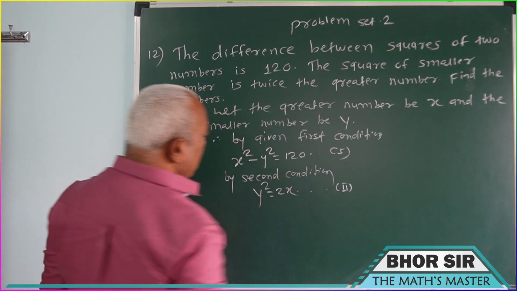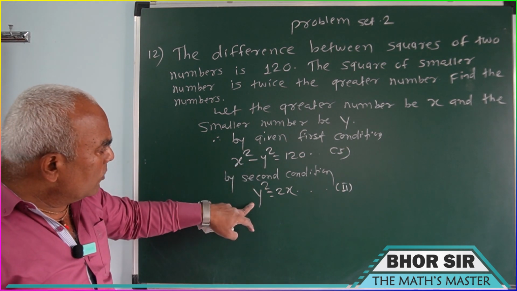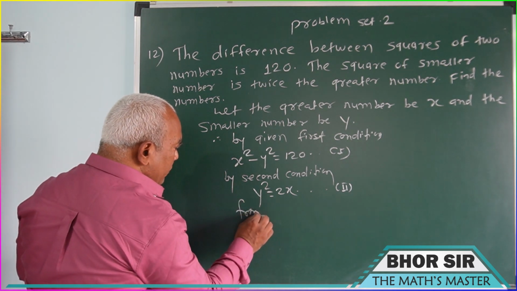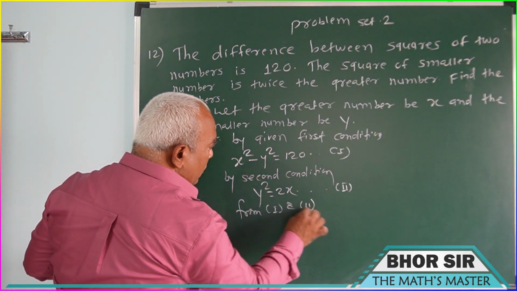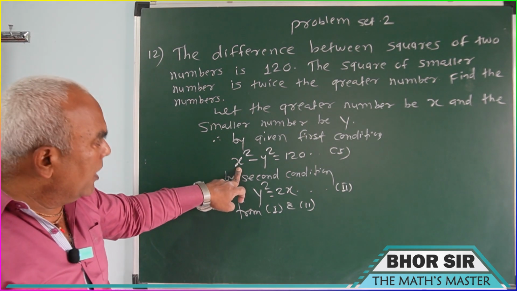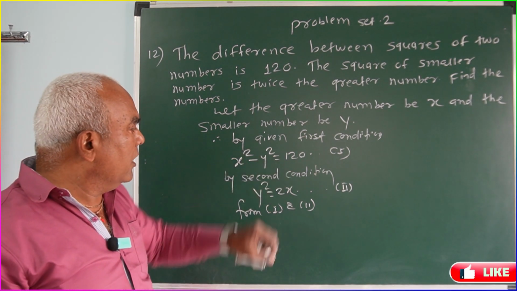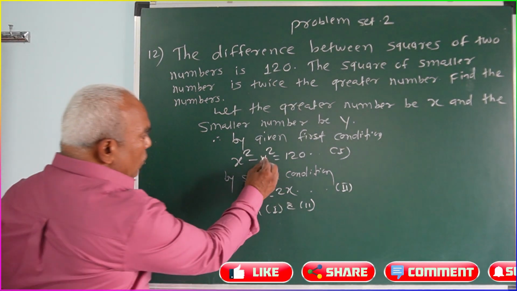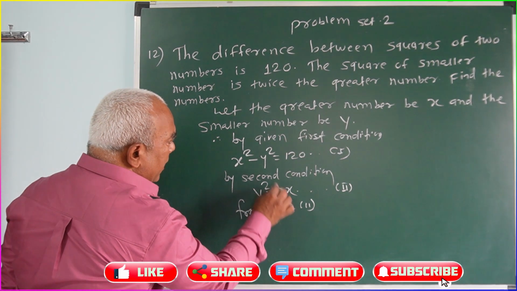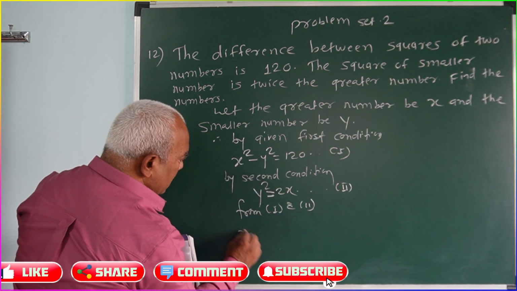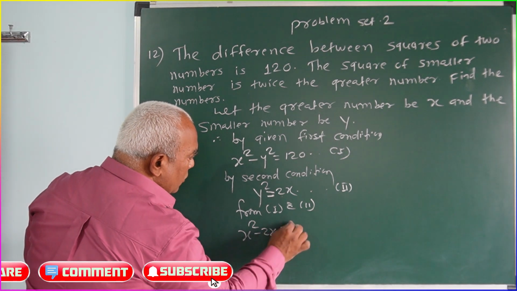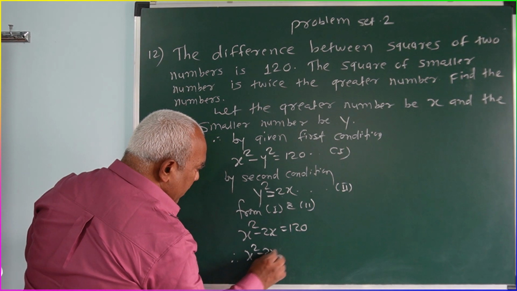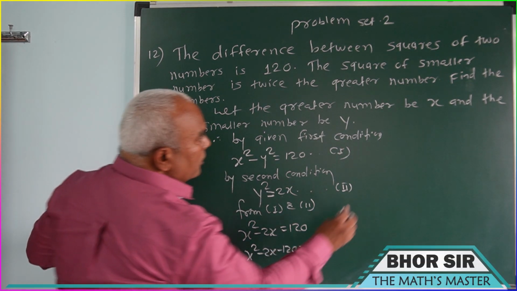Equation number 2. Now, y square is how much? 2x. We can combine both equations. From 1 and 2: x square minus y square is equal to 120, but y square is 2x. We can replace y square by 2x. Remove y square, write 2x. x square minus 2x equal to 120. Therefore, x square minus 2x minus 120 is equal to 0.